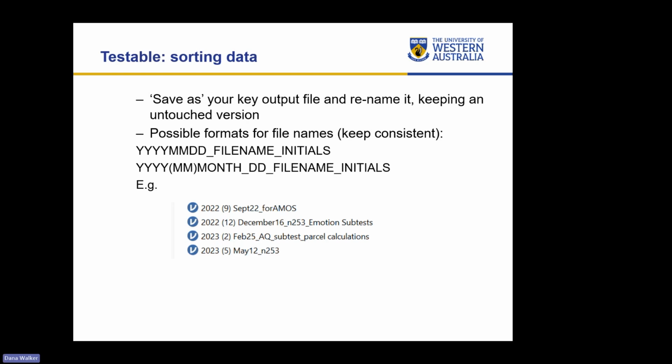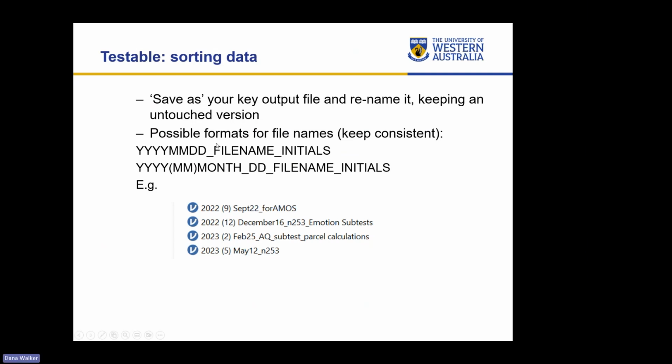Okay, let's flow back into Testable itself. So Testable, when you save your data, make sure that you keep your untouched data. So you've downloaded your key results, then you save that key results in an untouched file, then you click Save As, and you save a different file name. Do not edit your untouched files.